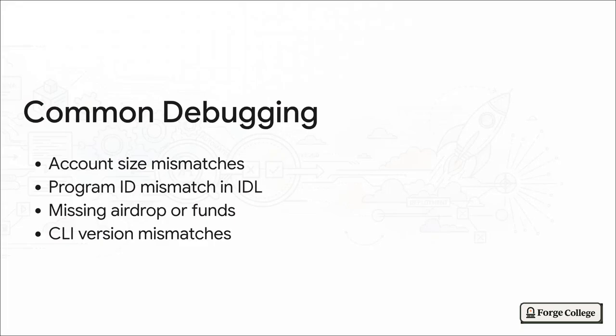Now for a quick warning. When you set this up, your CI pipeline will inevitably turn red and fail the first time. It happens to all of us. Resist the urge to throw your computer out the window. It's just the robot doing its job. When it happens, check these classic engineering headaches. Did you allocate the wrong space for an account? Did you maybe forget to update the program ID in your IDL? Did you leave your local pair with insufficient lamports? Or are your CLI versions mismatched? Running through this checklist solves almost all initial CI failures.